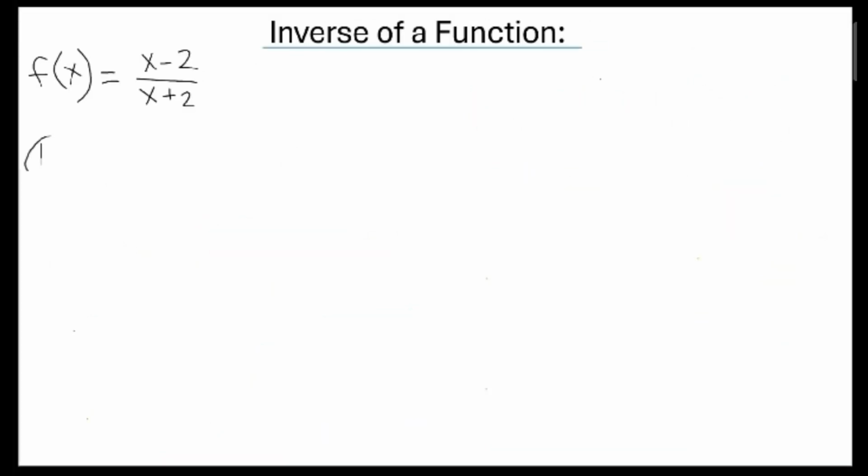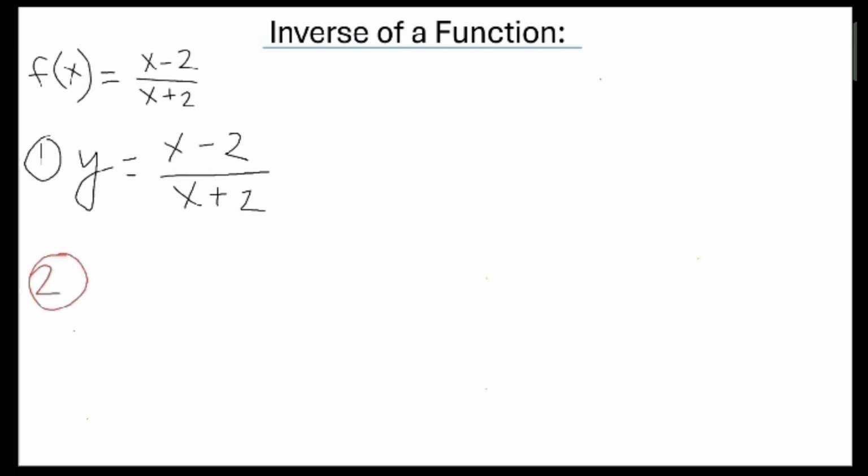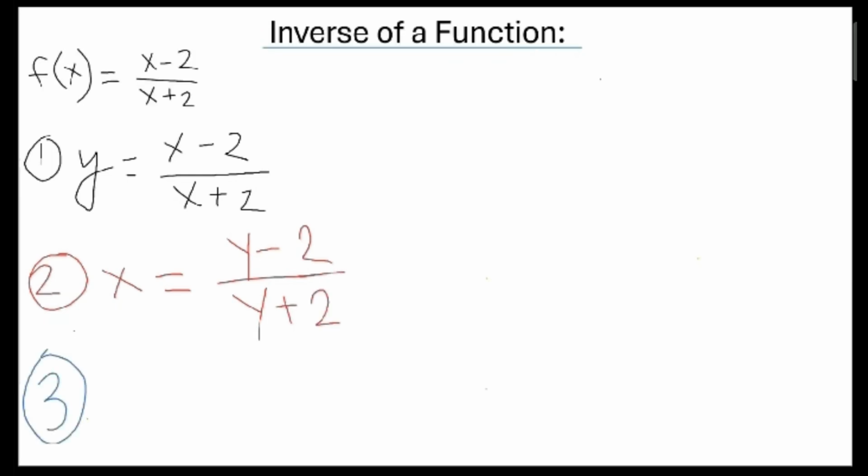Let's try to solve another example using the same 4 steps. Step 1, replace f of x by y. By doing so, we get y equals x minus 2 over x plus 2. Step 2 is to interchange your x and y. After interchanging x and y, we get x equals y minus 2 over y plus 2. Step 3 is to solve for y.